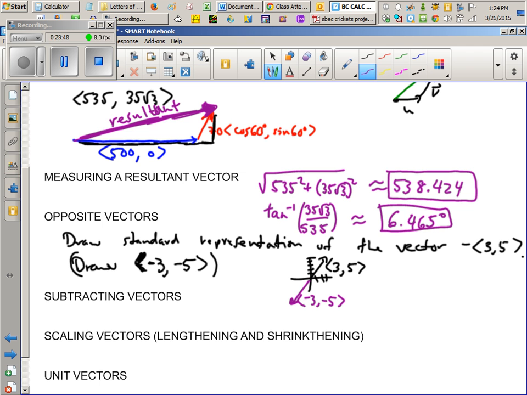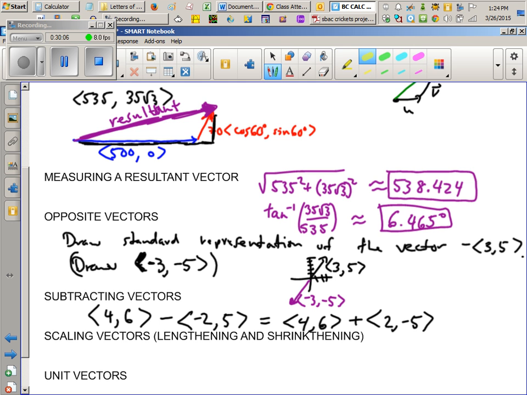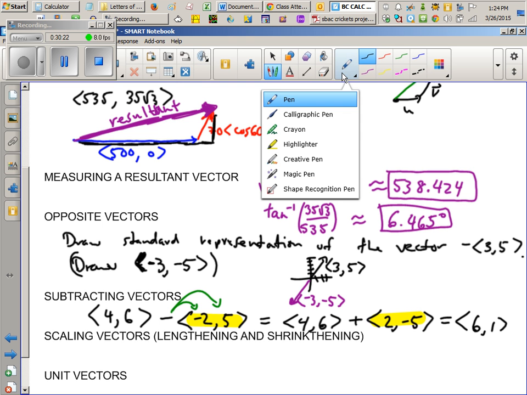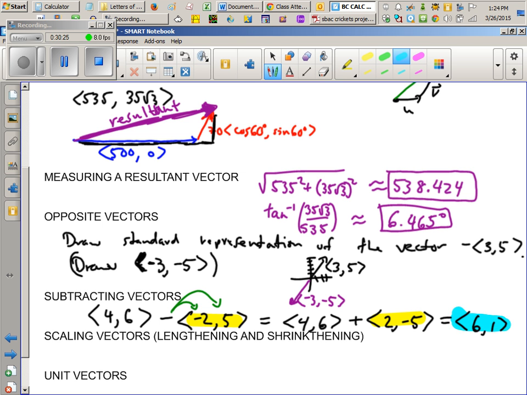So if someone ever asks you, hey, subtract these vectors, (4, 6) minus (-2, 5), you should feel every freedom to turn this into an addition problem. Just negate your second vector. Just find the opposite. In other words, distribute that negative. Then just add it up. So what's my resultant, or my answer? (6, 1). Real simple stuff there. There's your answer, (6, 1).